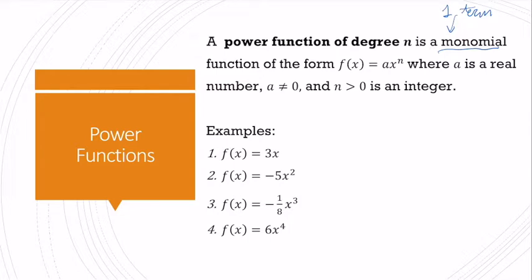For example, I have f of x equals 3x. Its graph would look like a line with positive slope. I have f of x equals negative 5x squared, right? It would look like a flipped upside down parabola. Here we have a degree 3 equation, so a cubic, and 6x to the fourth, that's a degree 4 equation. But we haven't seen what this looks like before, so let's take a look.